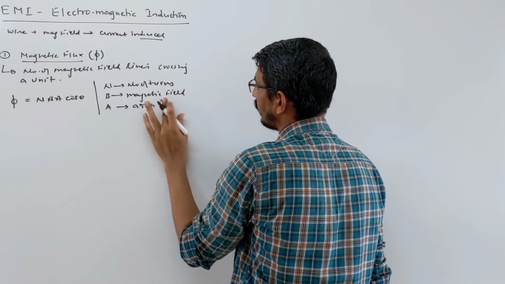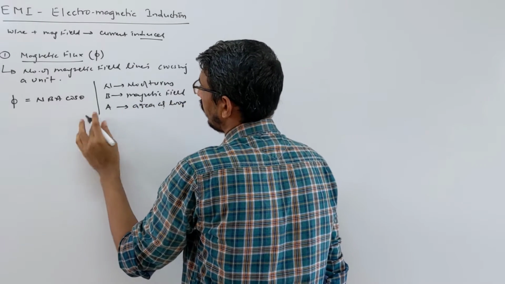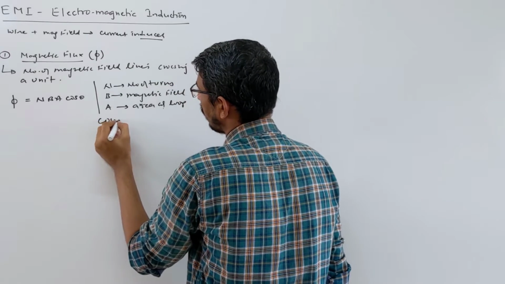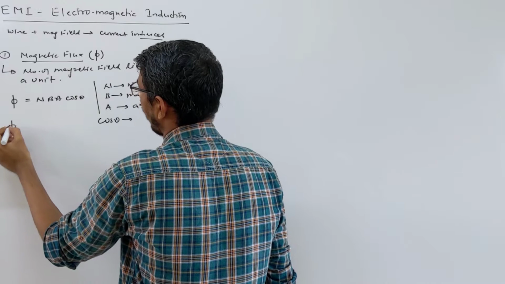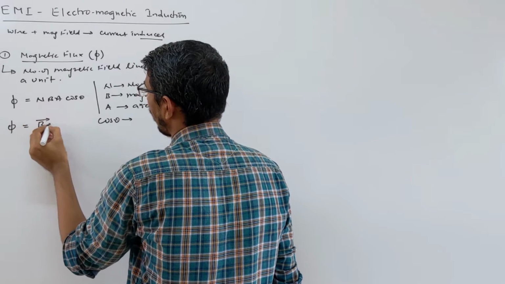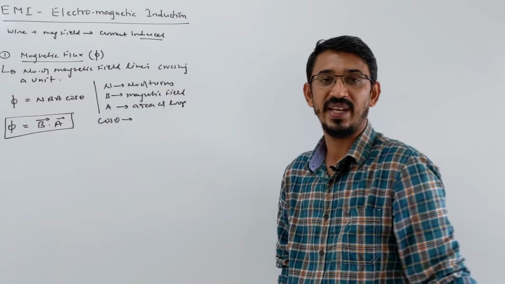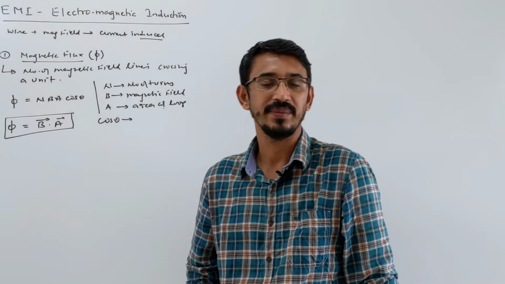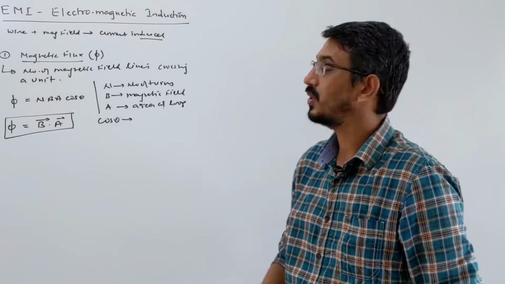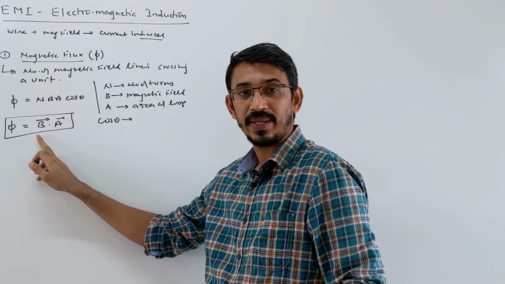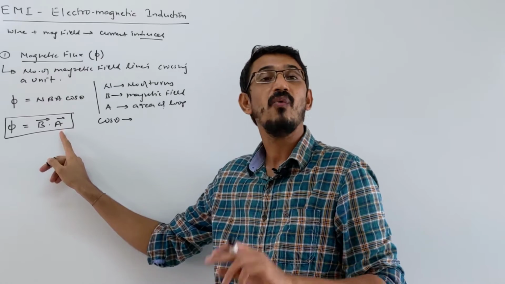Now important is theta. What is cos theta? Before that, let me write this in vector form. You write phi equal to B dot A, the scalar product of magnetic field and area. The number of turns you can put outside if given. So the dot product of magnetic field and area is your phi. This angle is the angle between the direction of the magnetic field lines and the area vector.